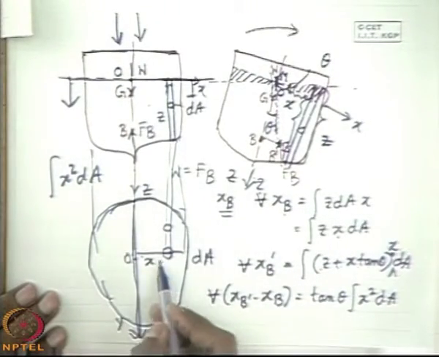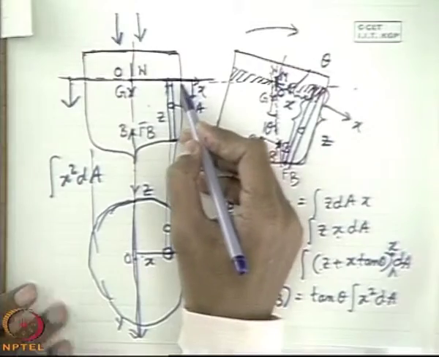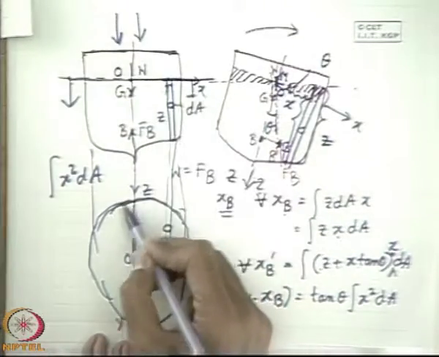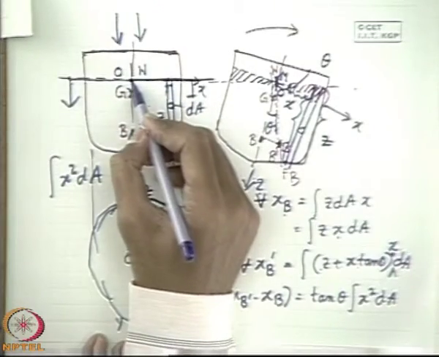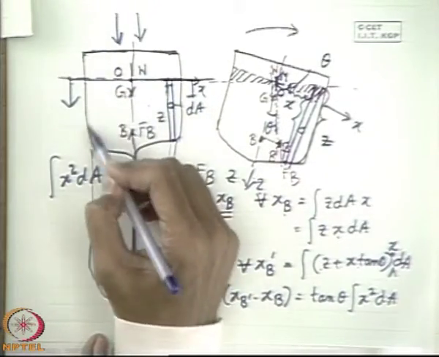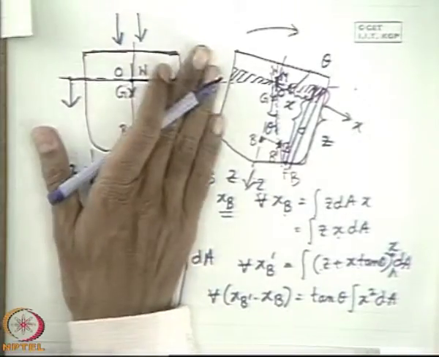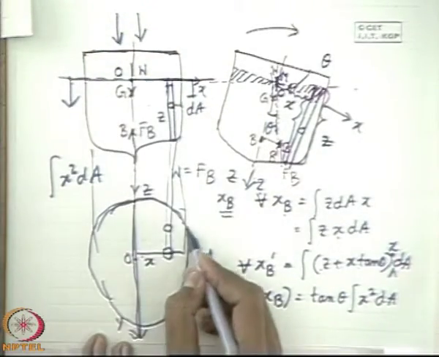That is the plane of flotation. So x squared dA is the second moment of area of the plane of flotation about the centroidal axis, which is perpendicular to the plane of rotation. This is the plane of rotation. That means this is the second moment of area.